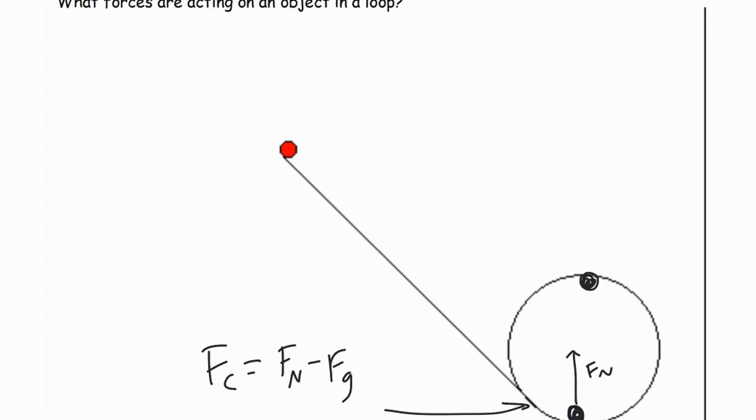And at the top, if I'm on the inside of the loop, here I have the force of gravity and I have the normal force. So my centripetal force at the top is the normal force plus the force of gravity. So it really depends on the situation. We need a good free body diagram. The centripetal force is really what forces are contributing to that center-seeking force, that centripetal acceleration.